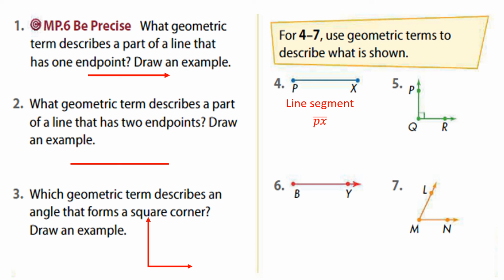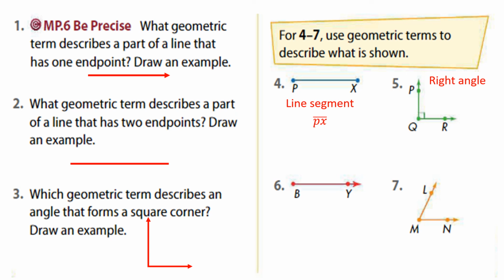Question 6. Of course, this one has only one arrow. This one has only one end point, which is a part of a line that has only one end point. Of course, it's going to be ray. So this one is a ray BY. Excuse me, I have to solve question 5 first. Okay, what about question 5? Question 5 is a right angle. Of course it looks like a square corner. So this one is going to be a right angle.